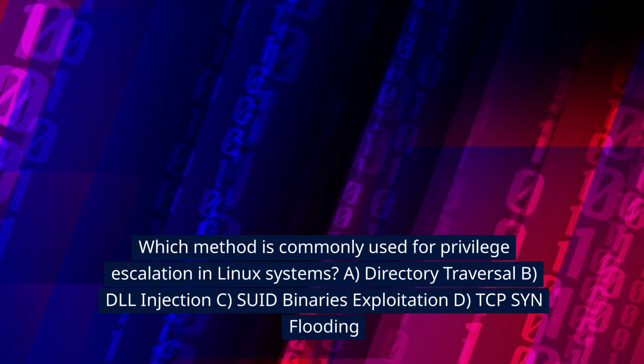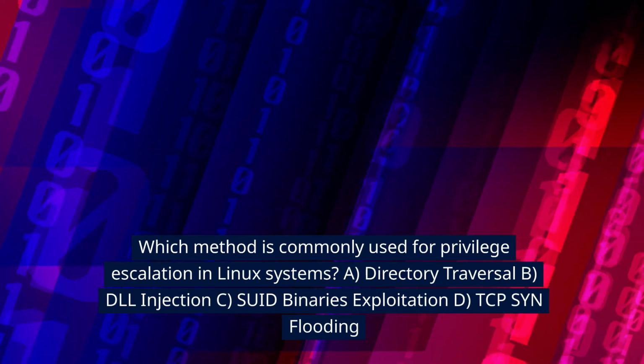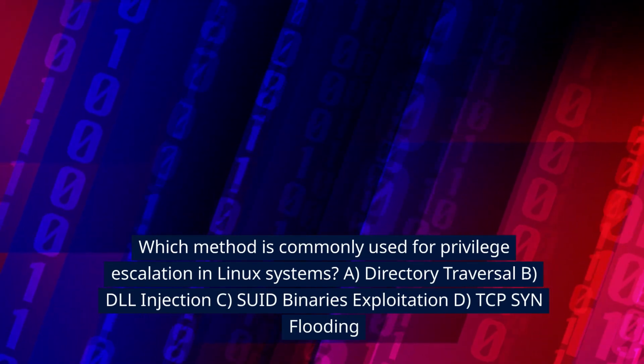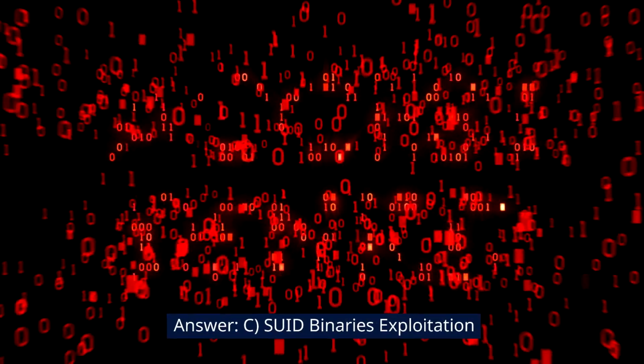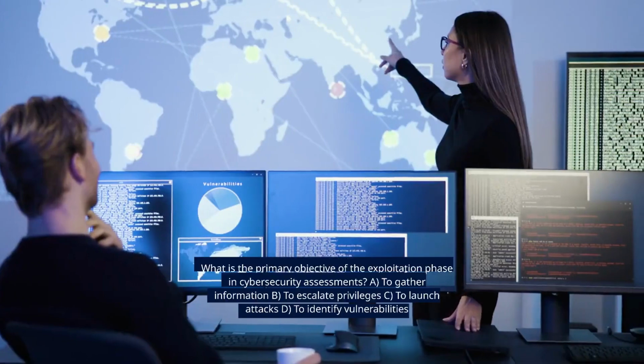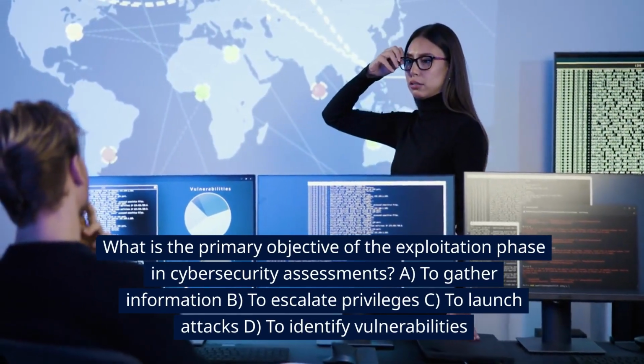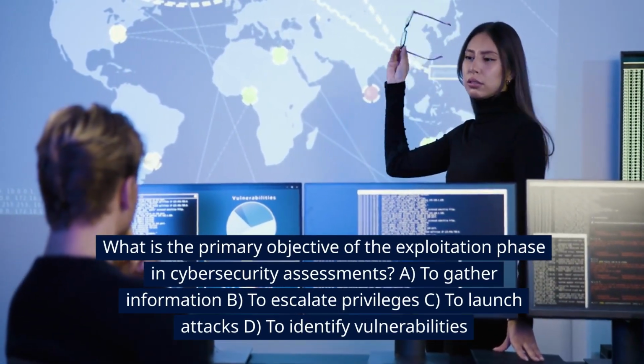Which method is commonly used for privilege escalation in Linux systems? A. Directory traversal. B. DLL injection. C. SUID binaries exploitation. D. TCP SYN flooding. Answer: C. SUID binaries exploitation.